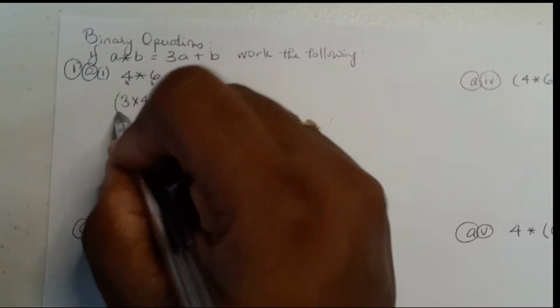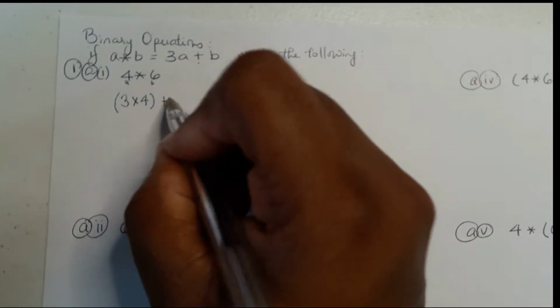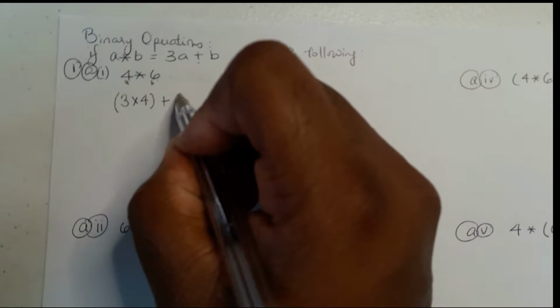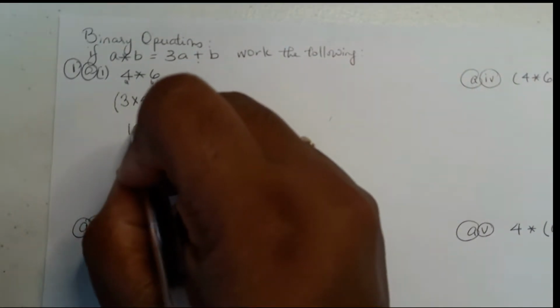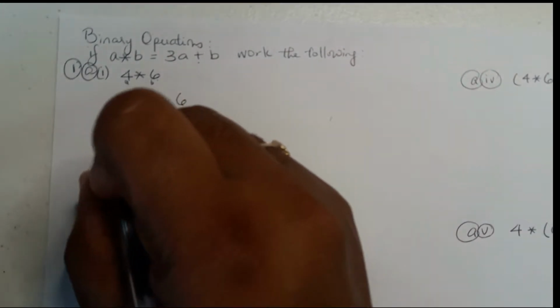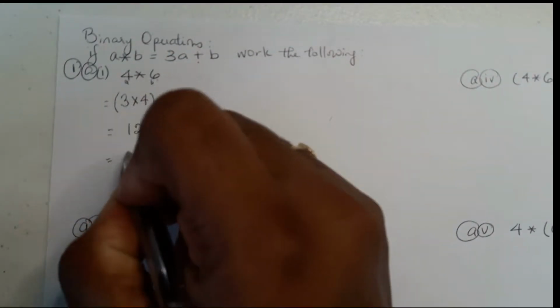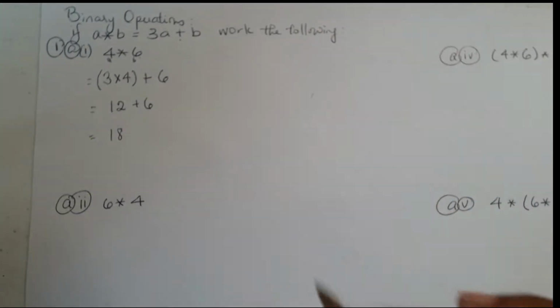And we can use our old faithful brackets, and it tells us the operation here is to add. And then 6 must be B. So we're going to work out what's inside the brackets first. 3 times 4 is 12, plus 6 is 18. The answer is 18.